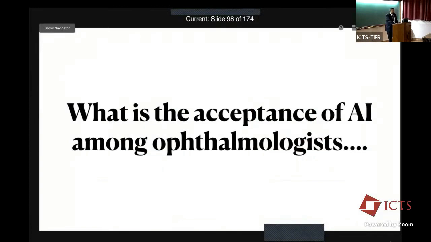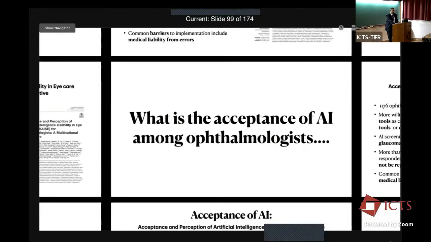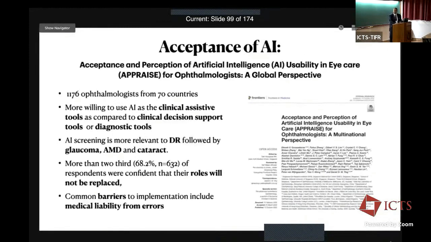What is the acceptance of AI among ophthalmologists? This was again a global study across 70 countries. We had surveyed more than 1,170 ophthalmologists. Definitely the acceptance seems to be good. People want to use AI in their diabetic retinopathy care. The only barrier they feel is the medical liability from errors, which is a concern as far as ophthalmologists are concerned.